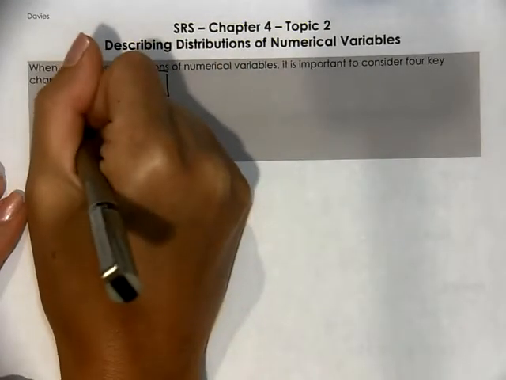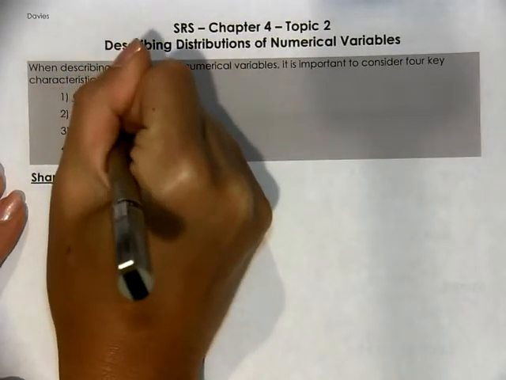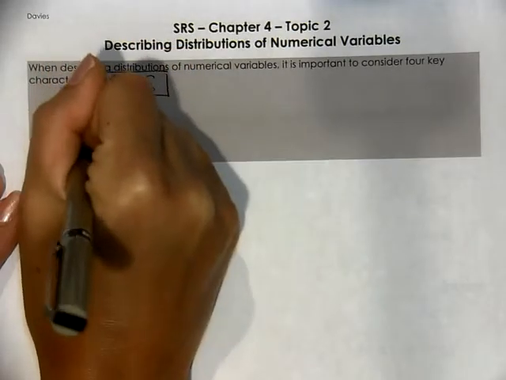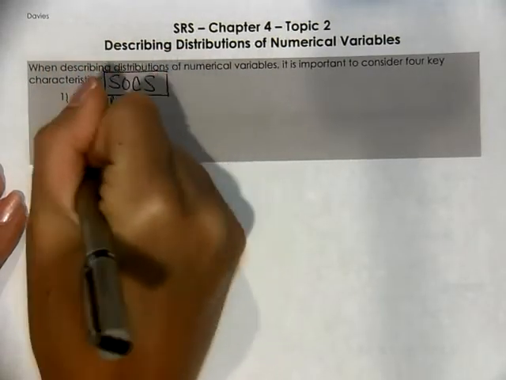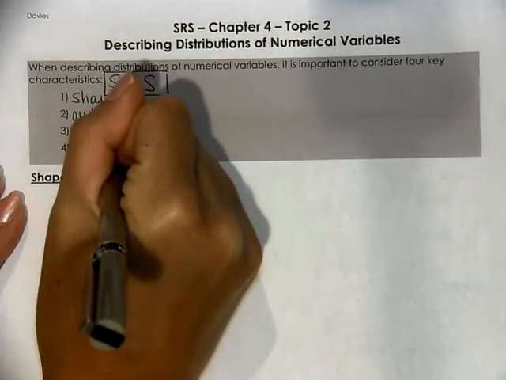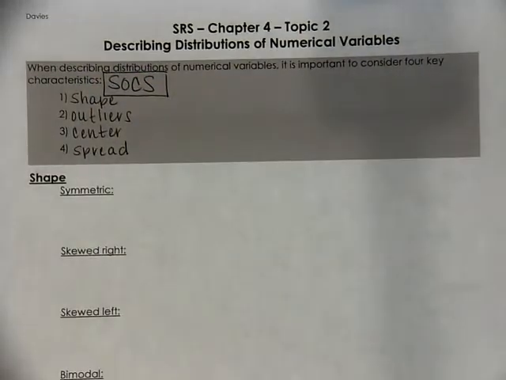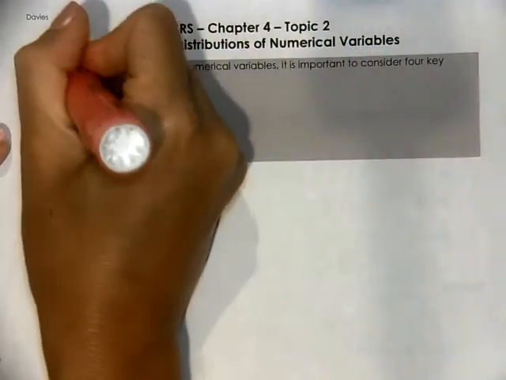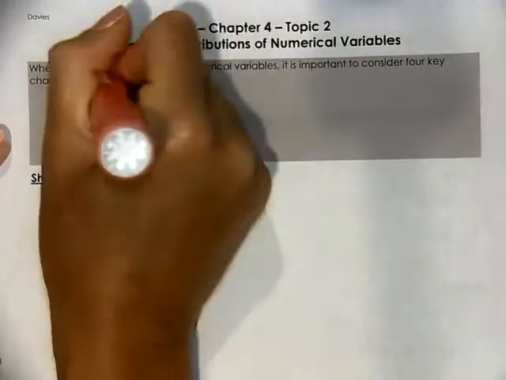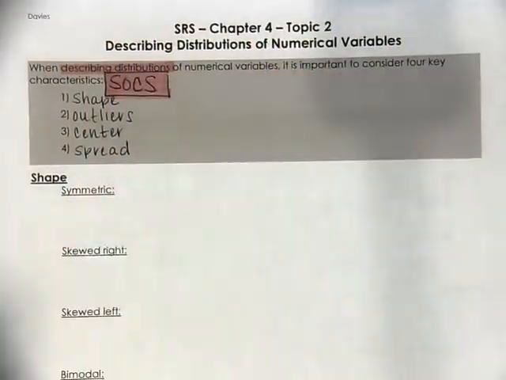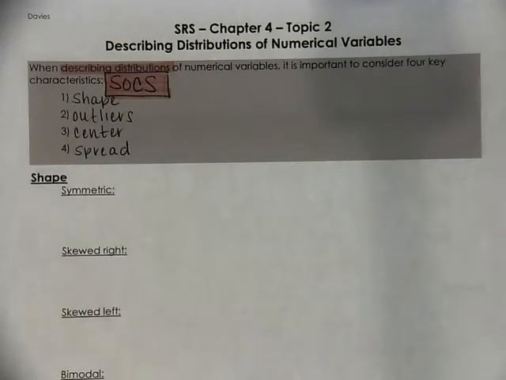So shape, outliers, center, and spread. Okay? So like I said, when describing distributions, we want to talk about 4 key characteristics represented by SOCS. Okay? So, first one, shape.